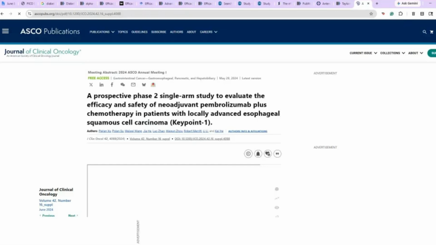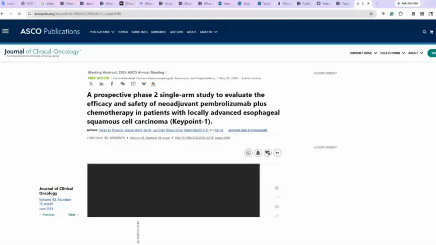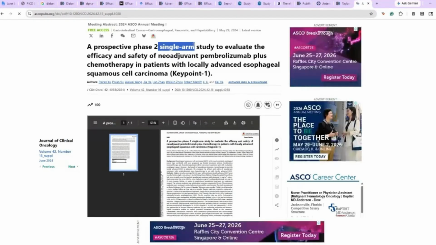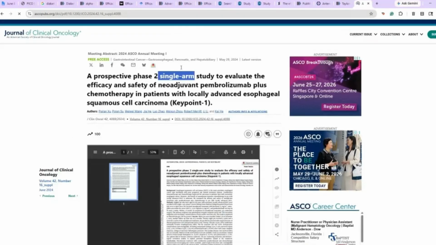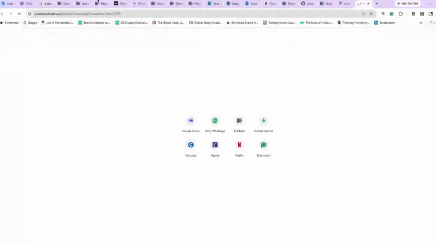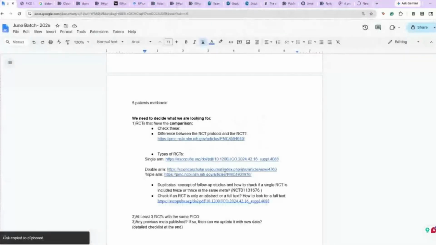And for comparison meta-analysis, we do not need one arm. You see, the title is literally telling you that, hey, I'm a single arm study. So when you're looking for a topic, just discard this one because this is single arm. We don't need that. We need either double arm studies or 3-arm studies. Let me open these two as well.